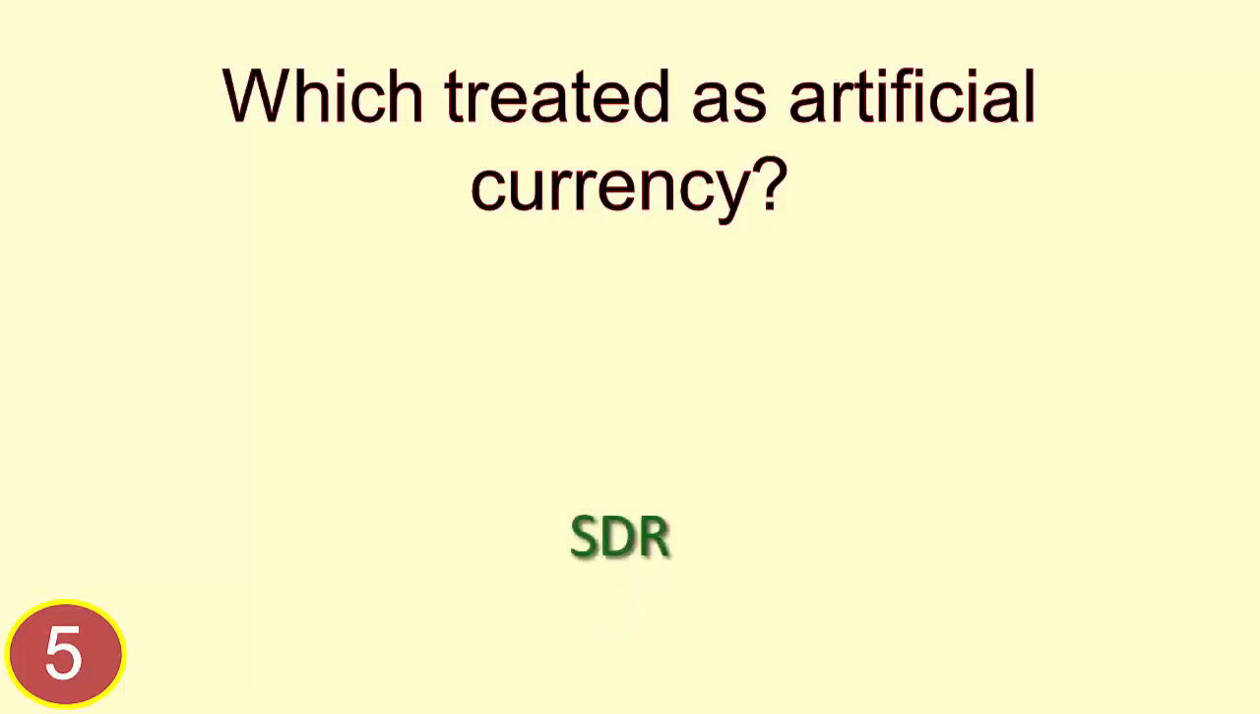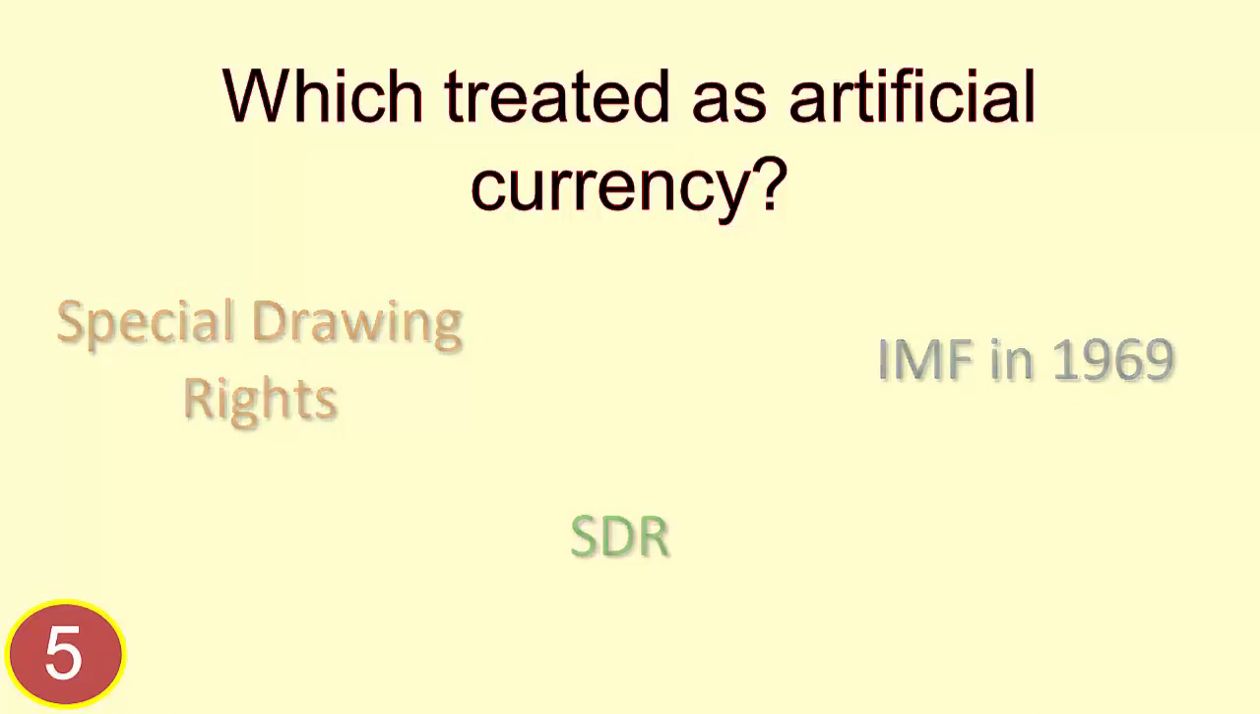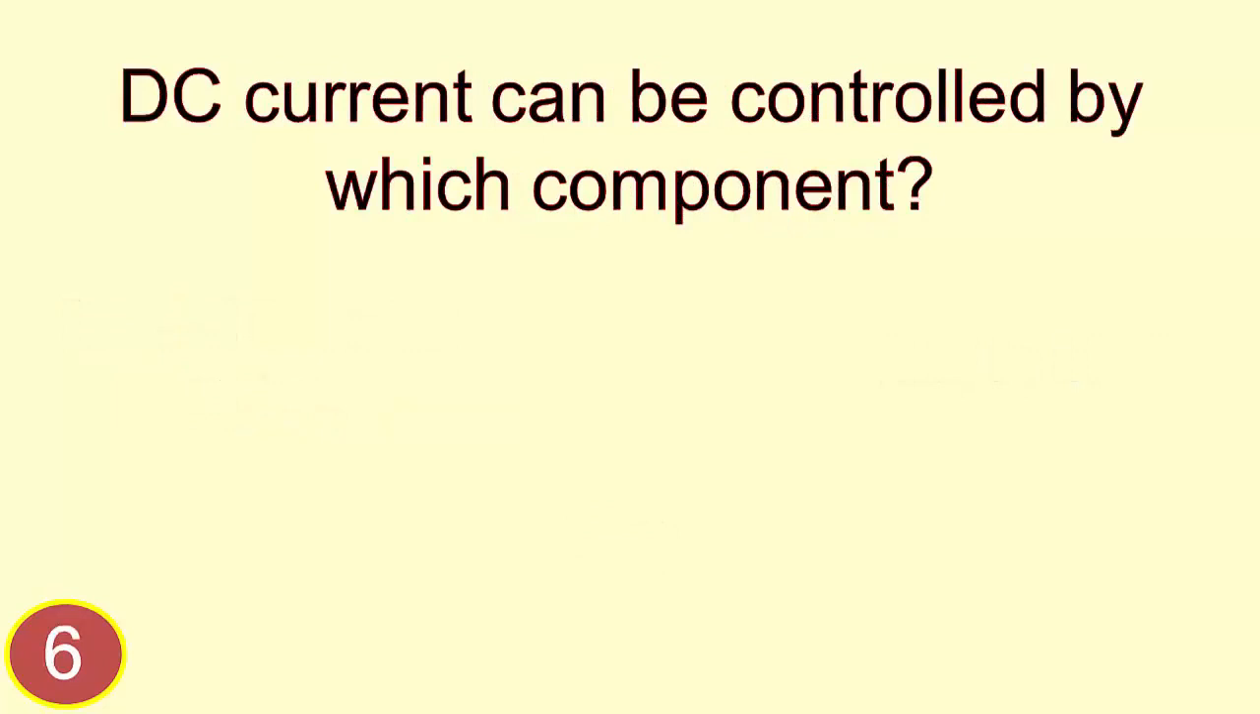Answer is SDR. The SDR or Special Drawing Right is an international reserve asset created by the IMF in 1969 to supplement its member countries' official reserves. DC current can be controlled by which component?